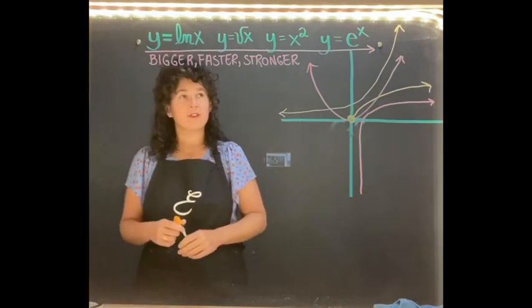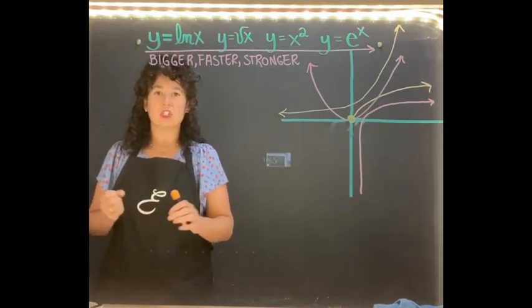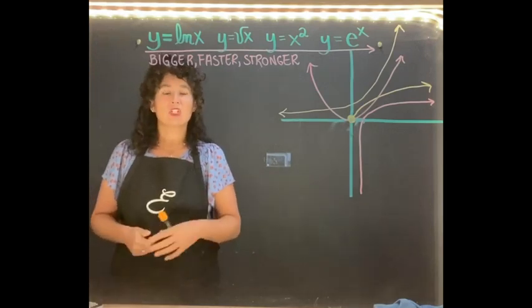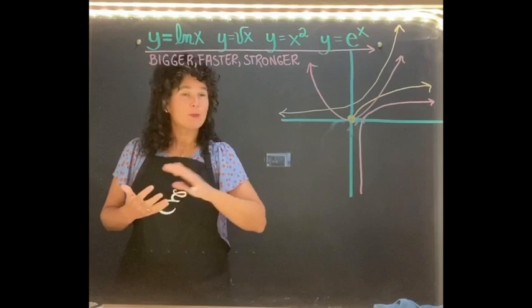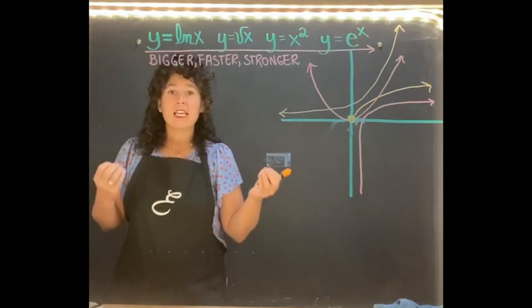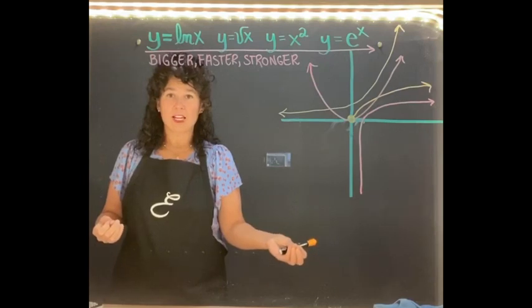Now, comparatively, if I had an e to the x versus a 10 to the x versus a 20 to the x, of course, the 20 to the x would grow the fastest. Now, let's put some of these functions into some fractions and find the limit as x goes to infinity.